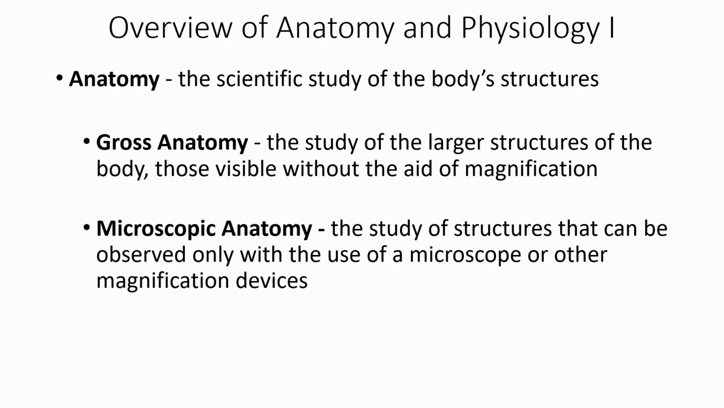And then the microscopic anatomy side, this is where we're looking at things where we need to have something to help us, like a microscope. Usually, at least in this class, with microscopic anatomy we're focused on tissues. What's going on? What type of cells do we see making up those larger components?